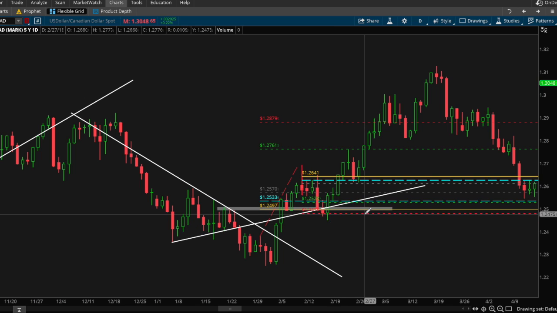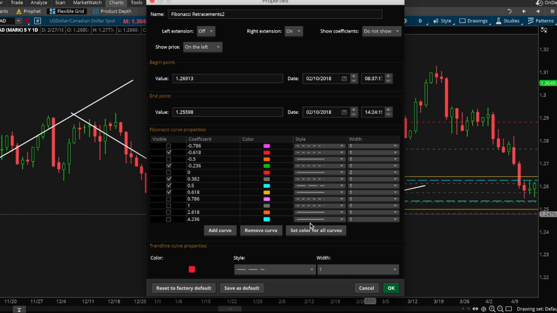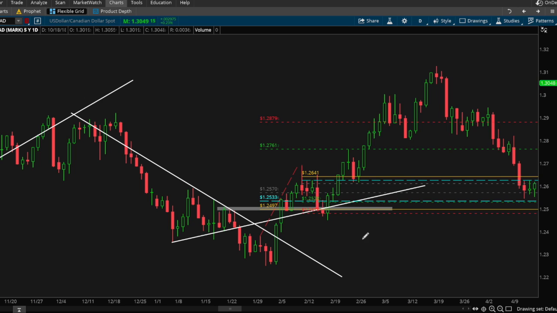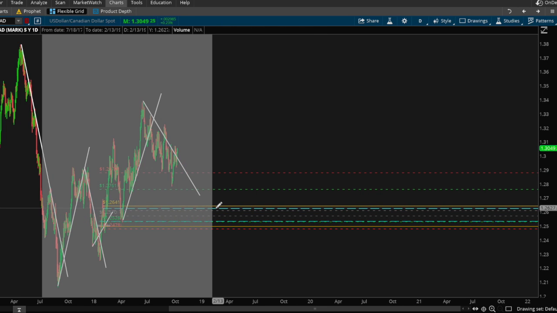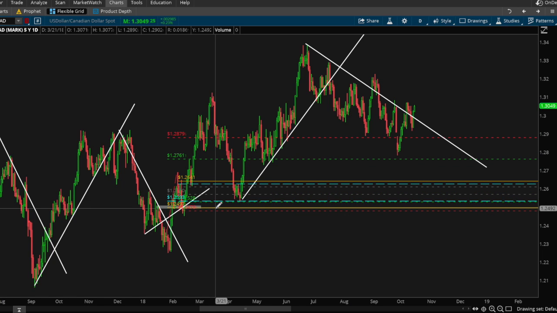So yeah, let me go ahead and zoom out. Hold on, guys. So basically, that's the best way right now for beginners to find market direction.